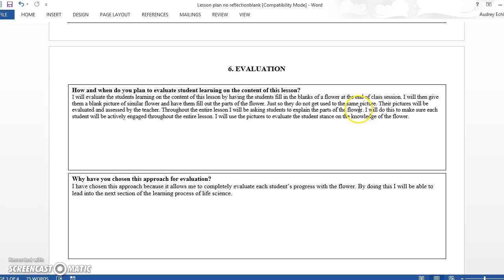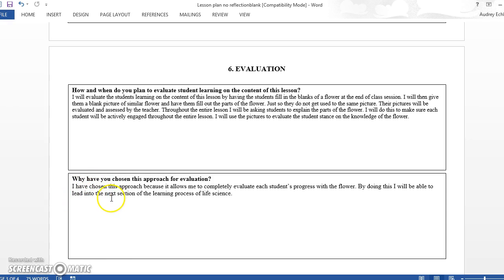Their pictures will be evaluated by me. Throughout the entire lesson, I'll be asking the students to explain the different parts of the flower. I will do this to make sure each student is actively engaged throughout the entire lesson. So I'll be asking them all kinds of questions about the flowers to see where they stand on their knowledge of the flower.